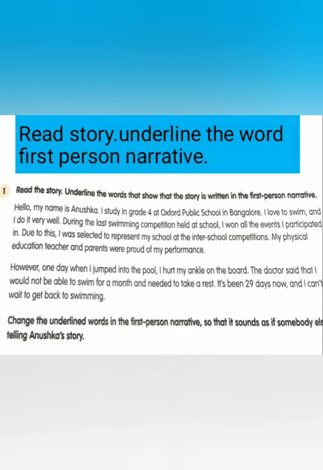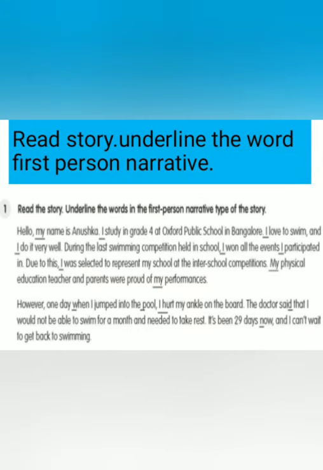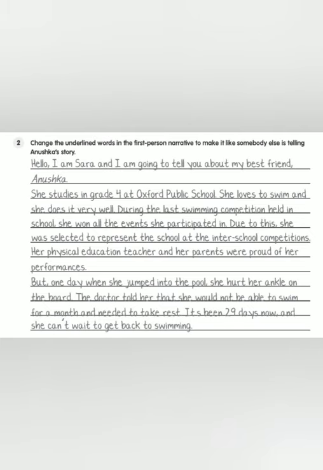Here, the words I won all the events, I participated, I was selected, my school, my physical education teacher, I jumped, I hurt, I would not be able to, I can't wait, all the I and my words are first person narrative. You can see all the first person narrative words in this picture. I have underlined it. Change the underlined words in the first person narrative so that it sounds as if somebody else is telling Anushka's story.